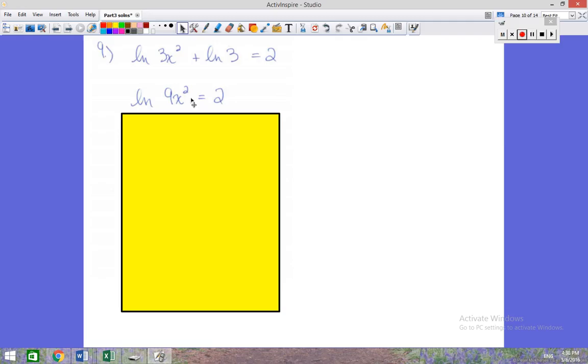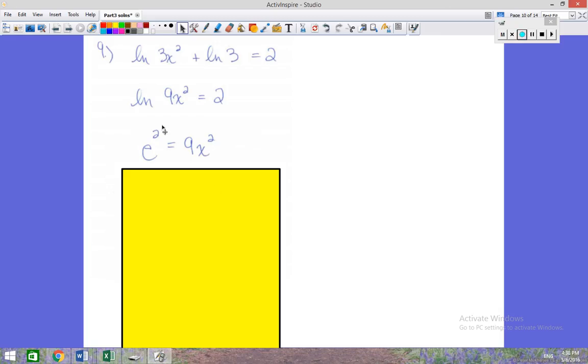So I know that I can't say that 9x squared equals 2 because that would just simply be ignoring this ln, this natural log function. I can't ignore the function. What I can do is rewrite this equation. This natural log has a base of e, a logarithm equals an exponent, so I can rewrite this equation as e squared equals 9 times x squared.